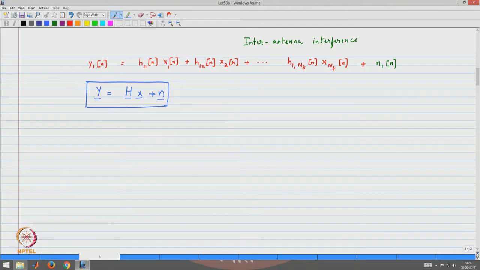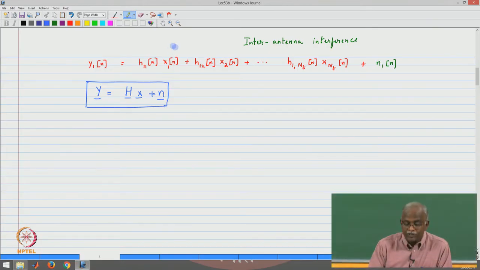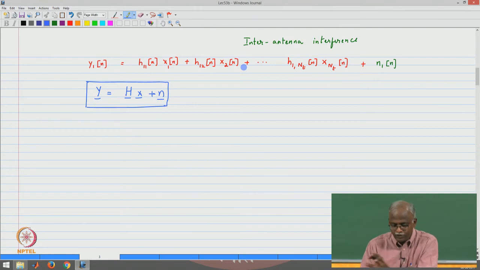So, the expression for each of the receive antennas, I think we have already looked at. It will consist of the channel gain from the corresponding transmit antenna to the receive antenna times the symbol or the signal transmitted by that antenna. We denote it as x1 for the transmission from antenna 1, x2 from antenna 2, and likewise from each of the transmit antennas. And at the receiver we will also have the additive noise.